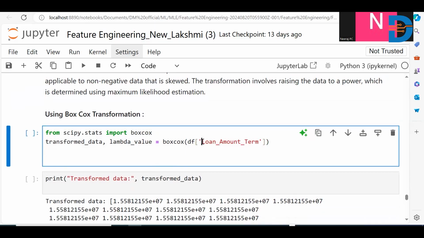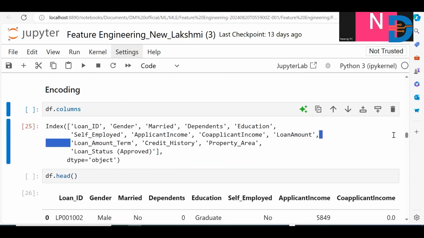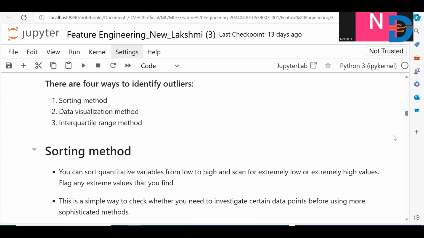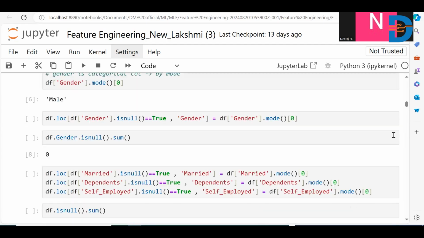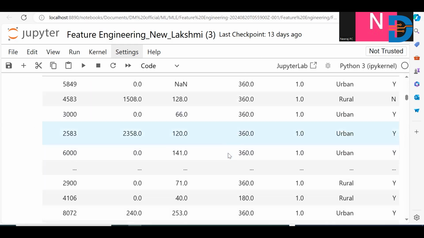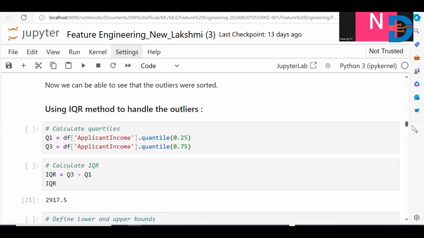I'm taking a column from the loan amount CSV, the column named loan amount term. From scipy.stats, I have imported boxcox. In this Box-Cox, I'm fitting my column, loan amount term. Let me show you the data. So this is the data, loan amount tenure. Here you can see the loan amount tenure. Let's proceed with our transformation.